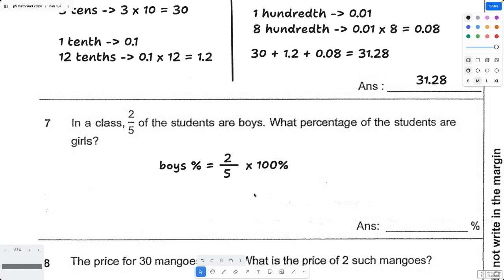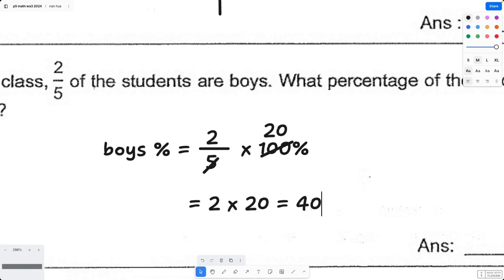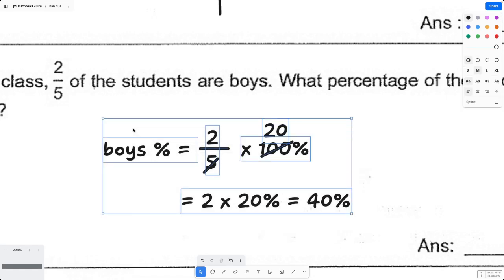So in this sense, we can have 100% divided by 5, so cancel 5, and then you cancel 100, so 100 divided by 5, this would then give us 20. Right. So from this, this will equal 2 times 20, which is equal to 40% in this case over here. So the boys' percentage is 40%.